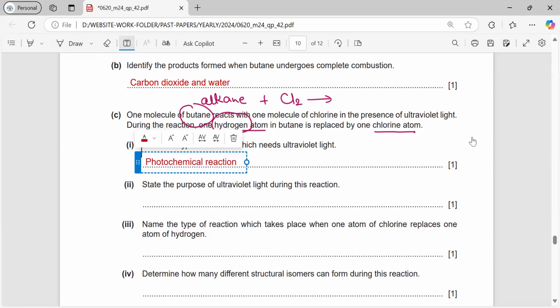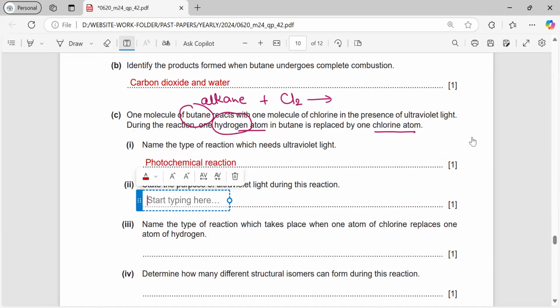which needs ultraviolet light. State the purpose of ultraviolet light in this reaction. The purpose of ultraviolet light is to provide the activation energy for the reaction.